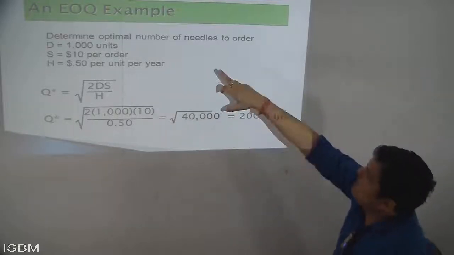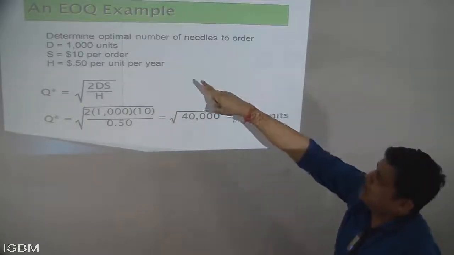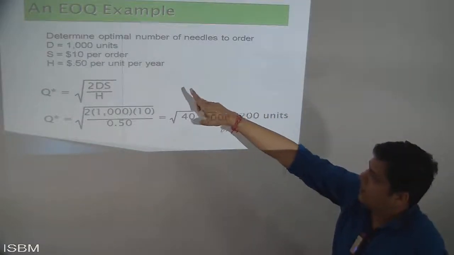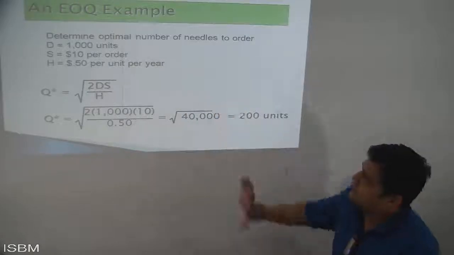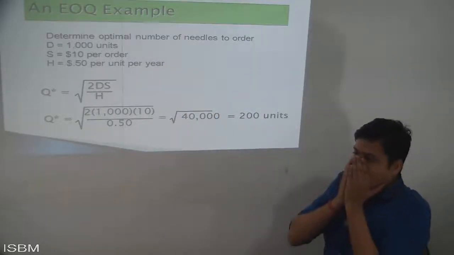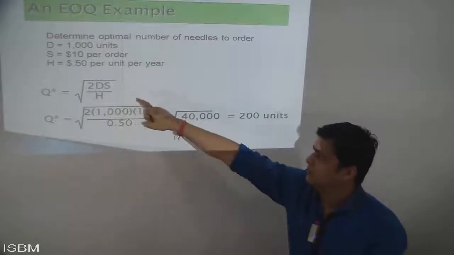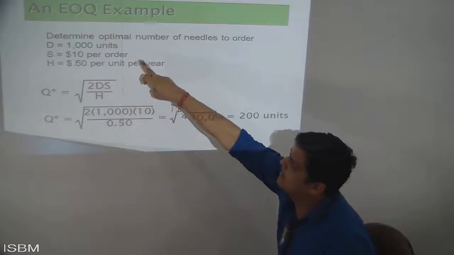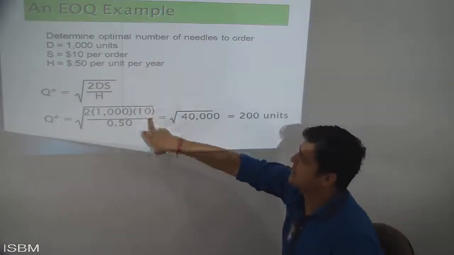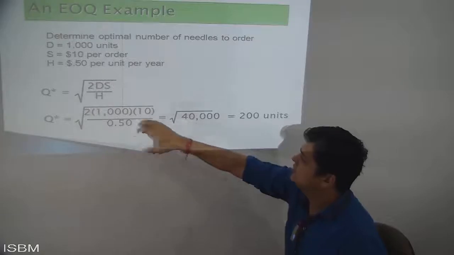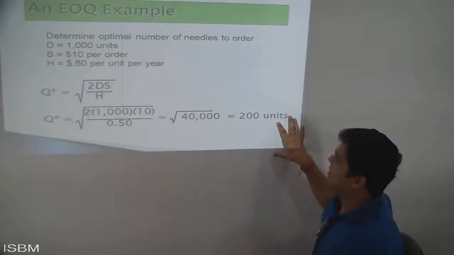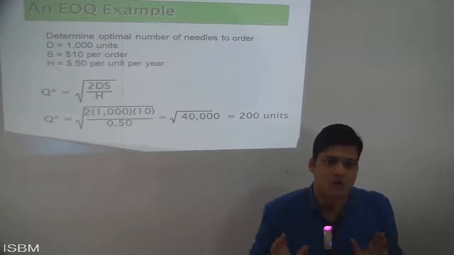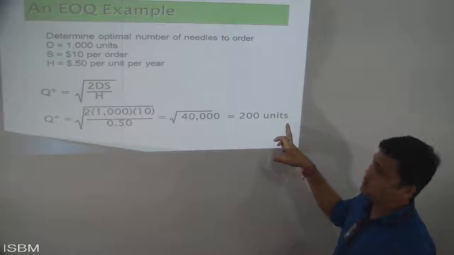So determine the optimal number of units to order. Demand is 1000 units. Your ordering cost is 10 per order and holding cost is 0.5 per unit per year. So you can see that the formula is 2DS by H. S is setup cost or ordering cost. So D, demand, is 1000, S, setup cost, is 10 and H is given over here. You need to put this in the formula and calculate, which is nothing but 200 units. So EOQ, which is economic order quantity, is 200 units.